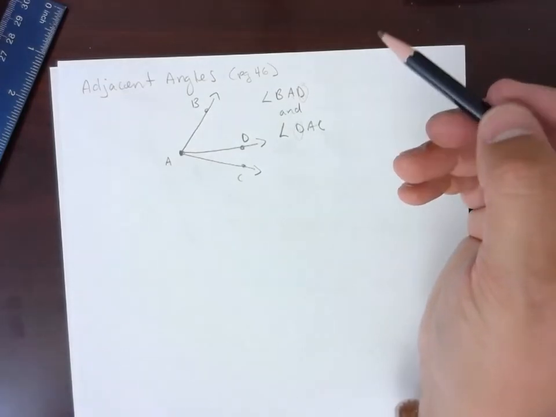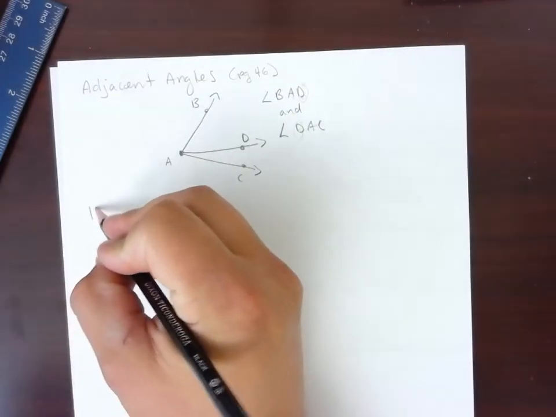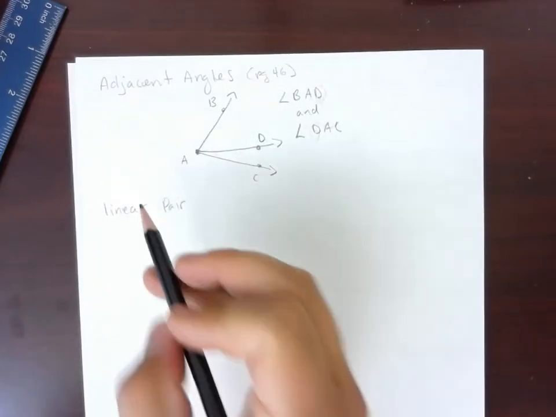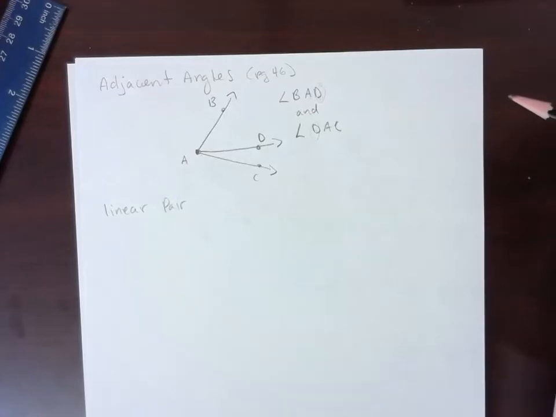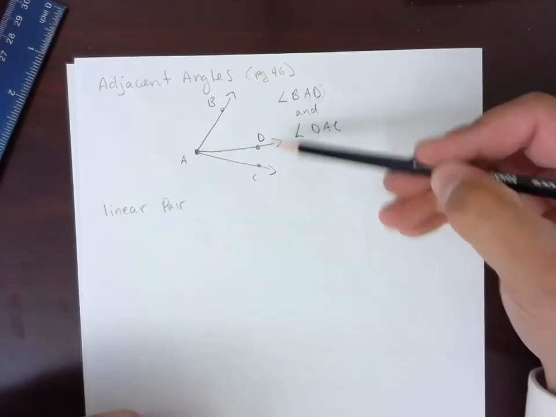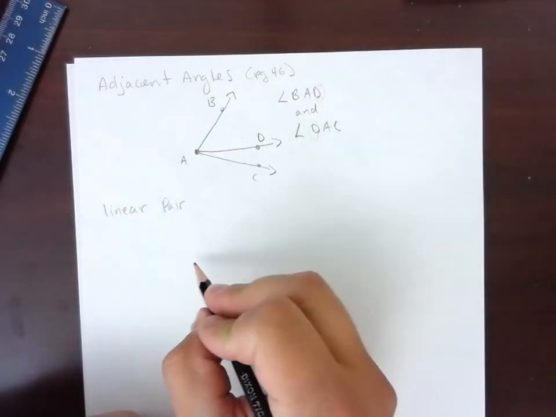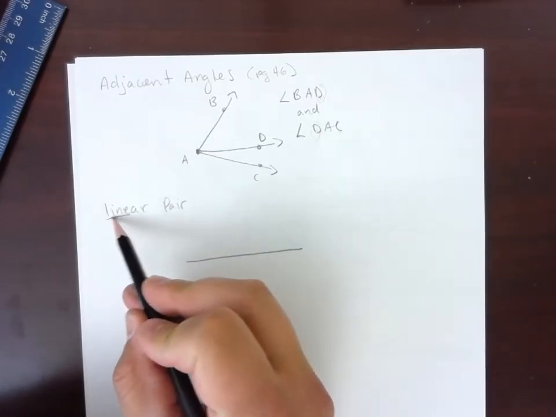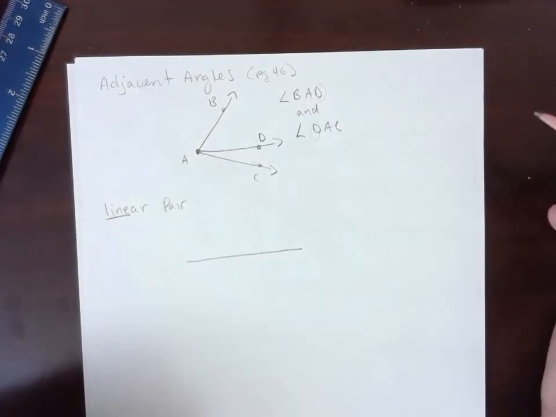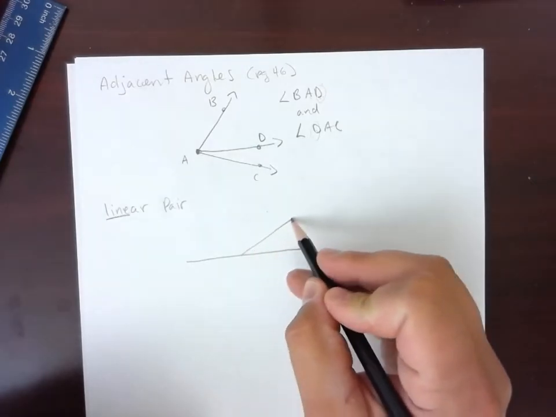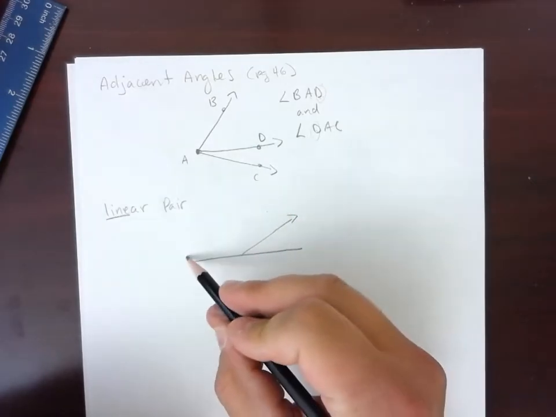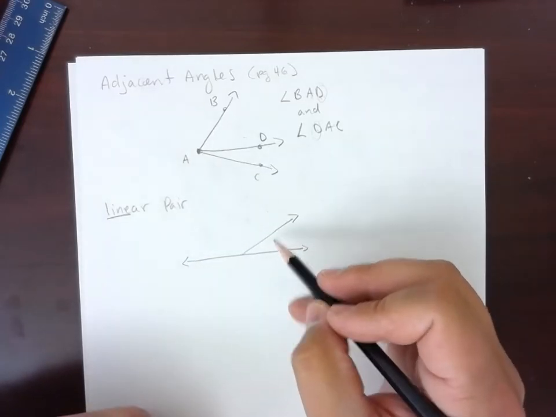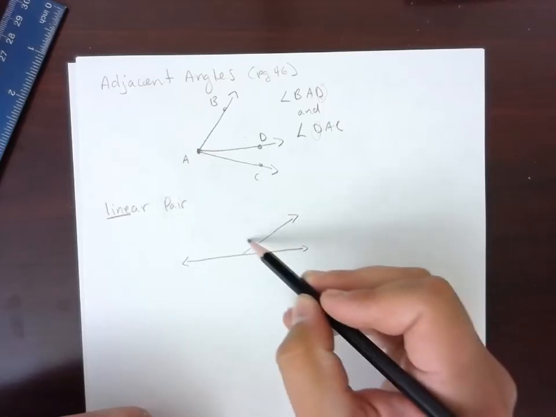The next one is a linear pair. And all linear pairs are adjacent angles. That's why they come right after these ones. But linear pairs are formed because of that first word, linear. Linear means line, and a linear pair means two angles that add up to 180 degrees. But they need to be also adjacent to each other.